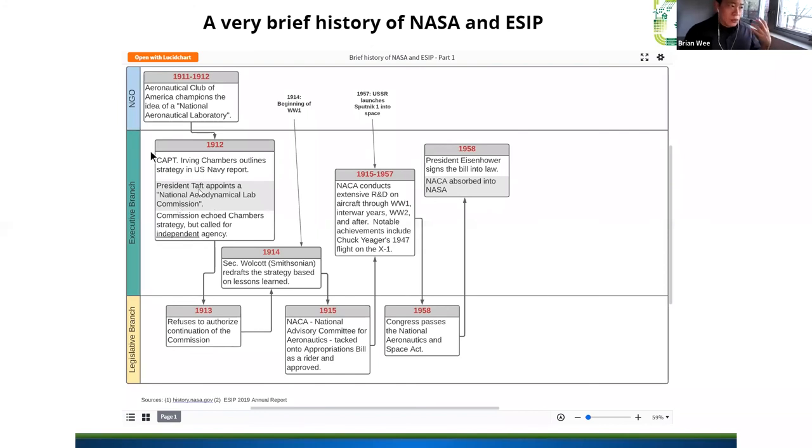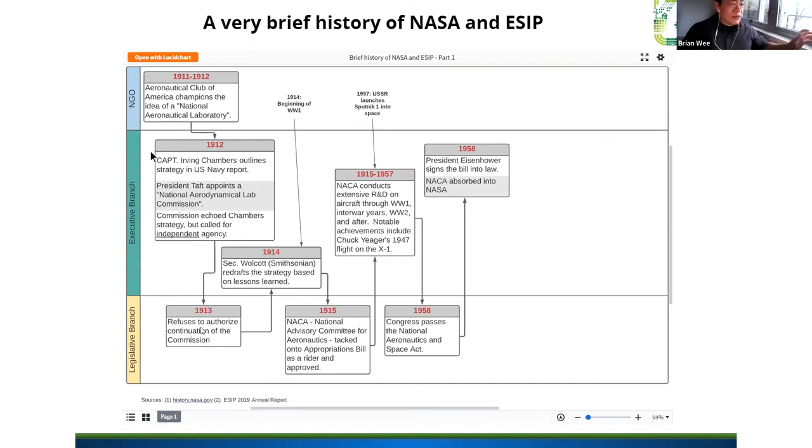Sometimes the president will appoint a high-level commission made up of government and non-government folks. So the commission echoed Captain Chambers' strategy, but with one difference: it actually advocated for an independent agency, right? In terms of this National Aerodynamical Lab.